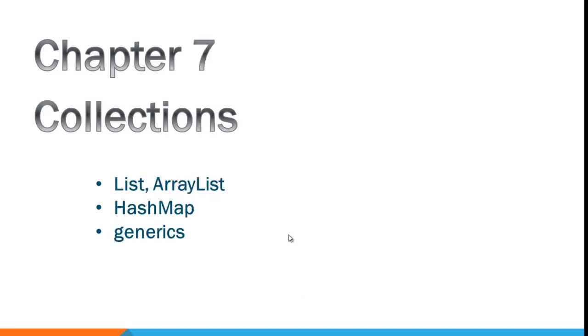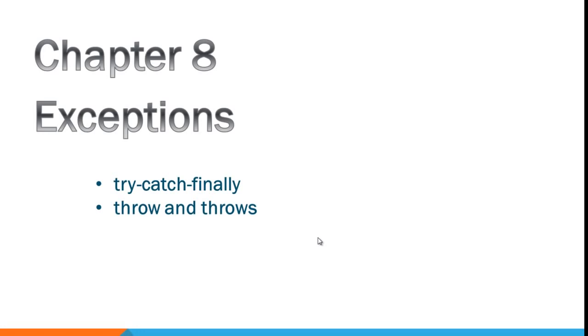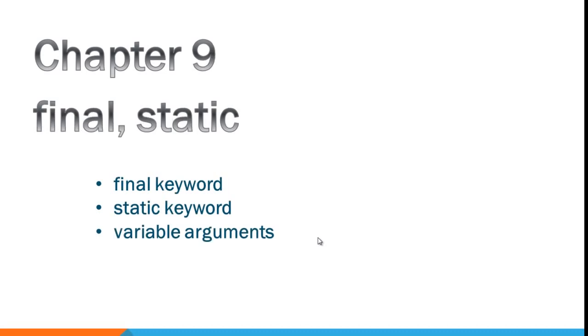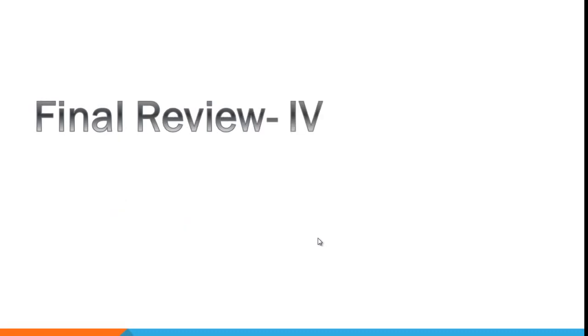In chapter 7 we will be introduced to collections, that is list, array list, hash map and generics. And then we will have a quick review of all the topics we did till then. In chapter 8 we will look at various types of exceptions, that is try, catch, finally and throws. In chapter 9 we will look at the final keyword, the static keyword and variable arguments, and then we will finish off this entire course with a final review.